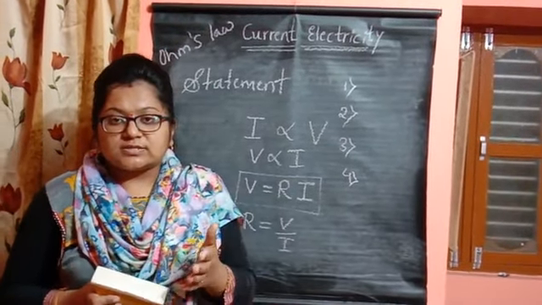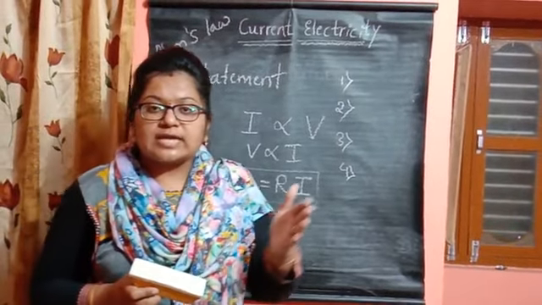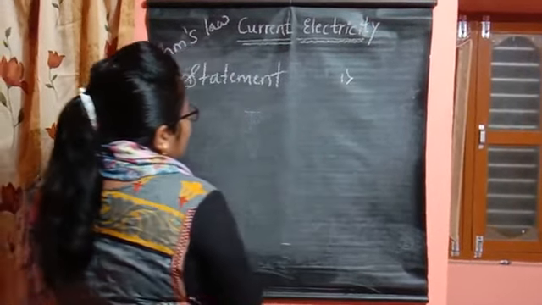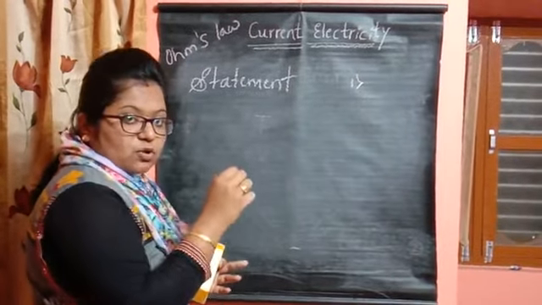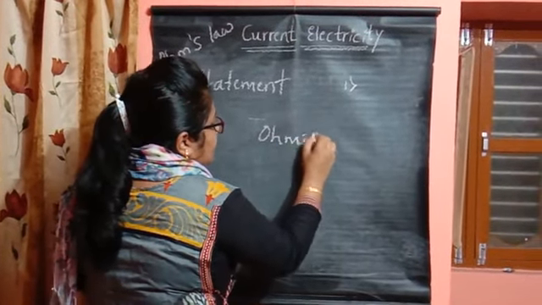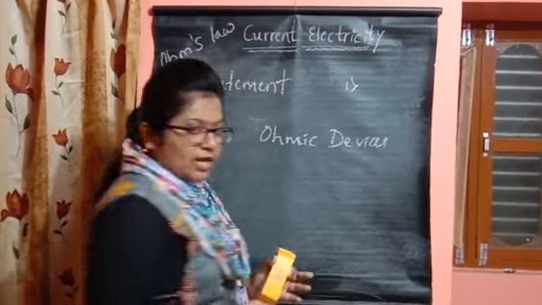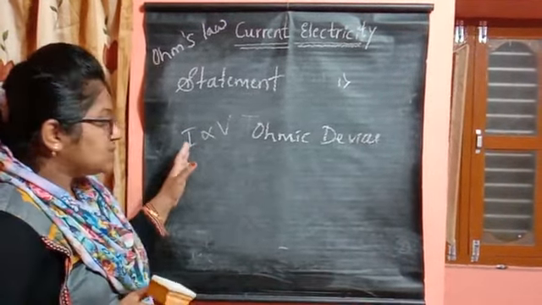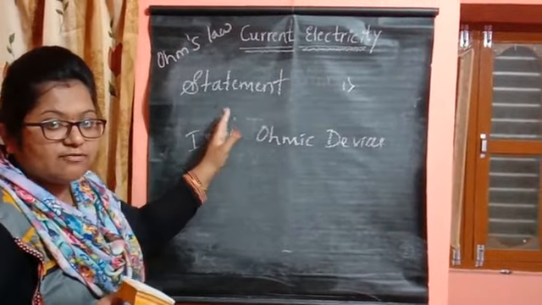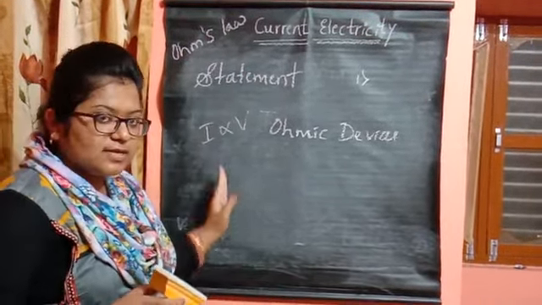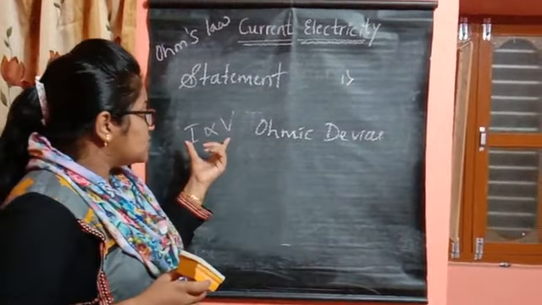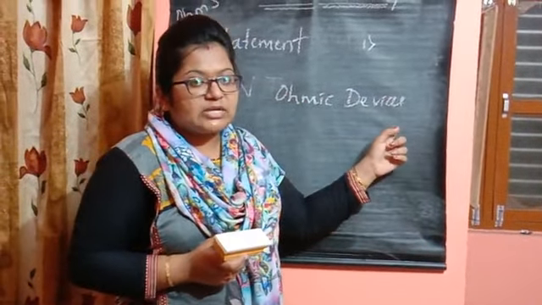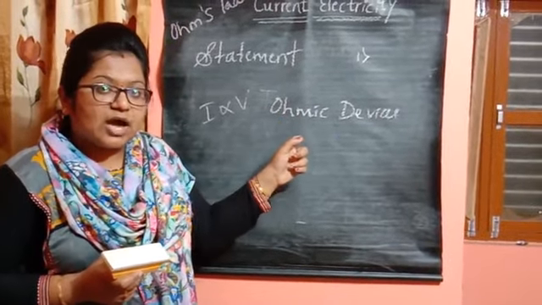The materials or devices in which Ohm's law is applicable are called ohmic devices. In that, Ohm's law is applicable means I is directly proportional to V. As the current of that conductor increases, the potential difference also increases. As current decreases, potential difference also decreases. So the devices in which this fits are called ohmic devices.